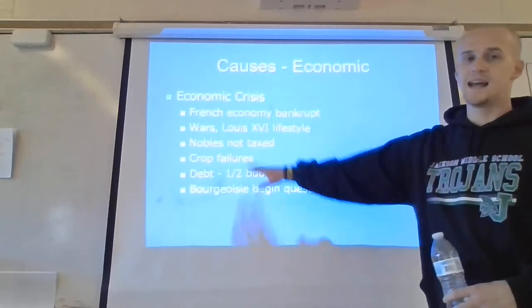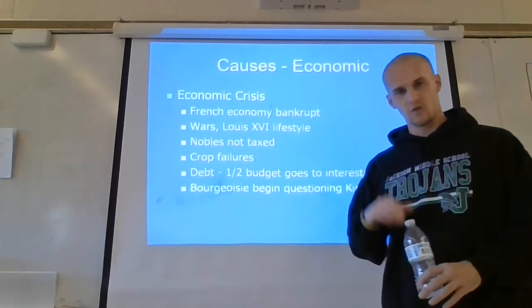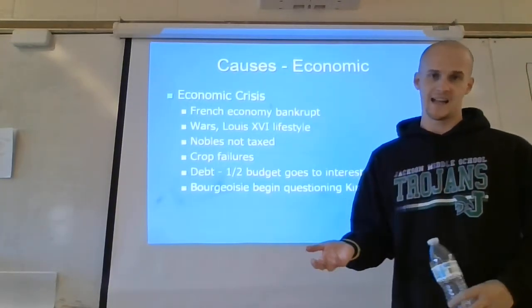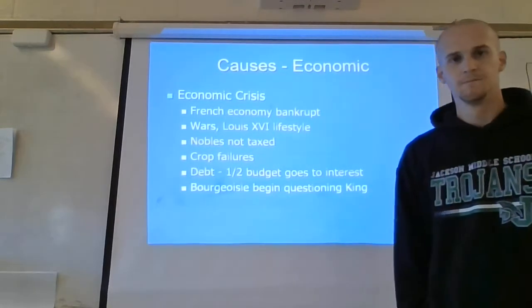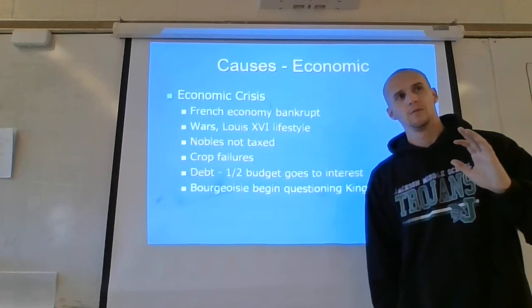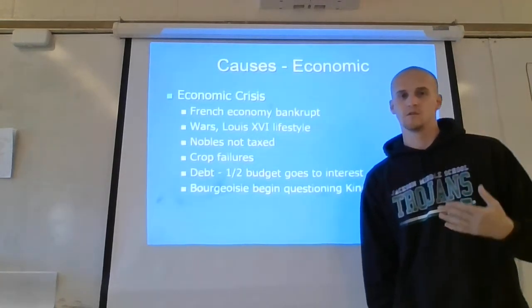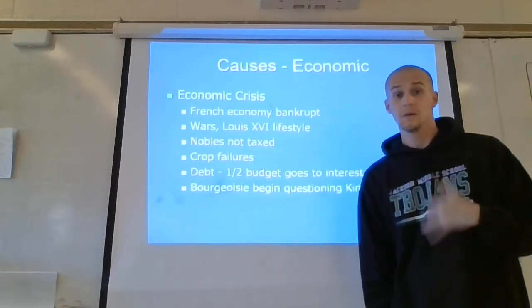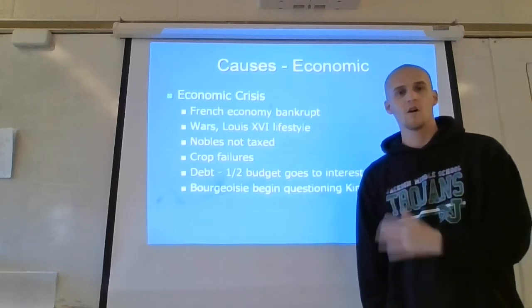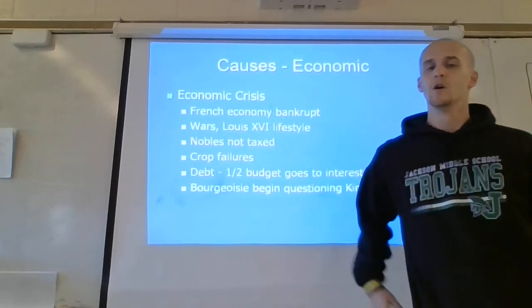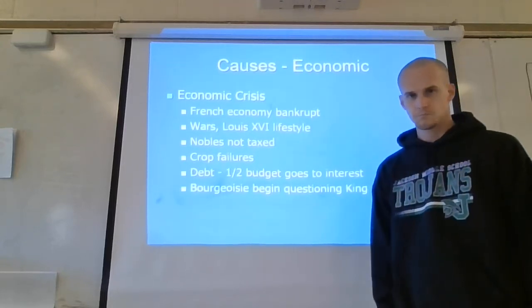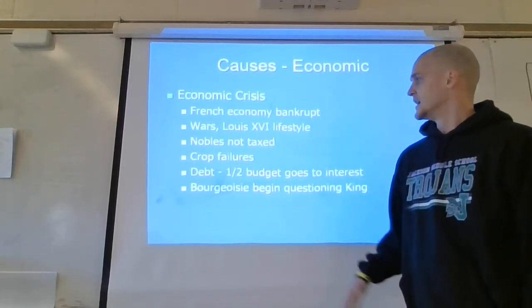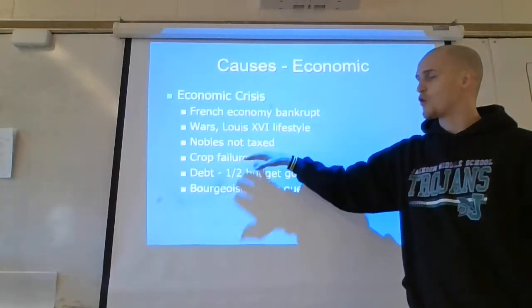The rich people didn't have to be taxed. So the rich people who had the money to pay taxes weren't taxed. So all of that tax burden falls on the regular people, the people who already were struggling. Now all of a sudden their taxes are going up while the rich people are not paying taxes. And then around this time, crops fail.